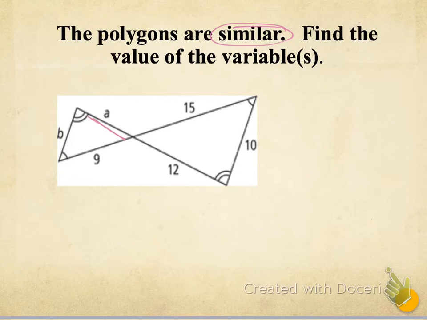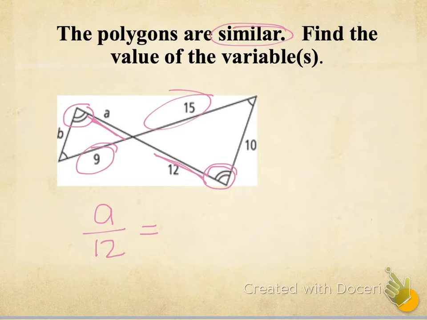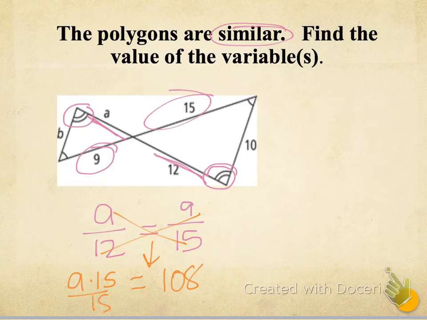So A is next to this double, so if we have to match it, that means 12 is going to be its match. So I'm going to do A over 12 is equal to, now I need a number, so let's do 9 over 15, because those are comparable to each other. And now we have to solve. So A times 15, drop our equal sign, and 12 times 9 is 108, divide by 15. So we have A equaling 7.2.